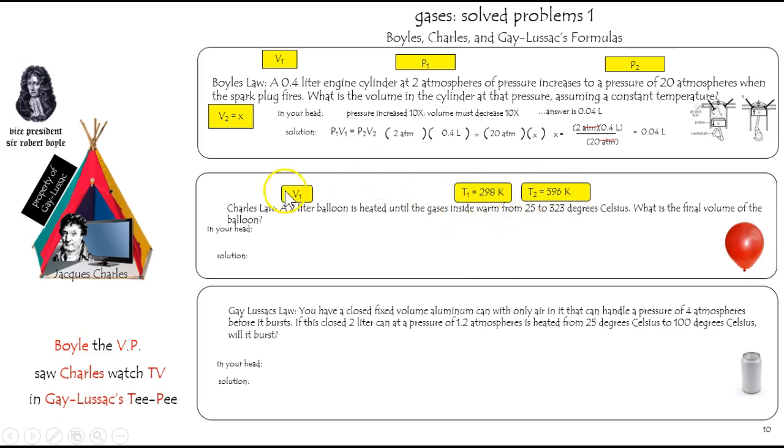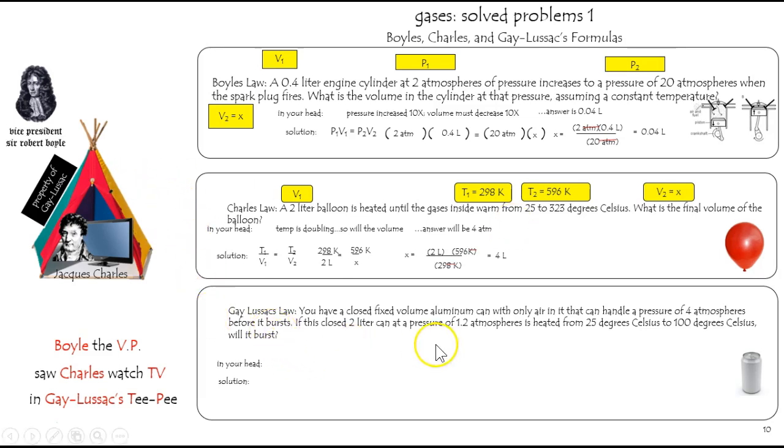If the temperature's doubling, the volume should double if it can expand without any resistance like that. The final answer should be 4 liters. I'm sorry, 4 liters. Yes. What will be the final volume? Not atmospheres. That's a pressure. So we should change that to liters. There it is. Plug it in. Cross multiply. Solve for x. And we get a 4-liter final volume just like we did in our head.